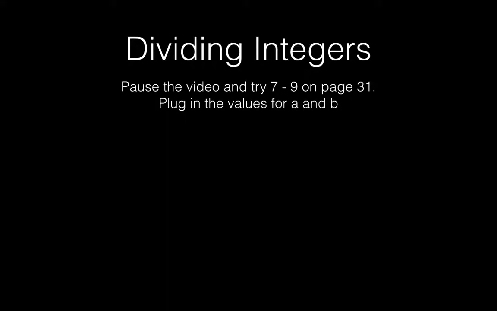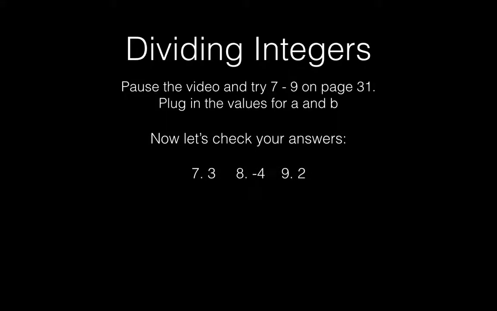Dividing integers. Okay, I want you to pause the video and try numbers 7 through 9 on page 31. Plug in the values for A and B. Now let's check your answers. 7 should be 3, 8 would be negative 4, and 9 would be 2.